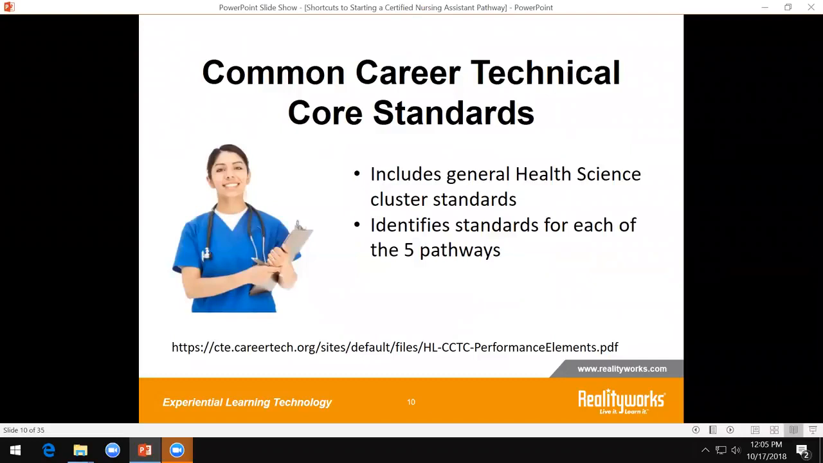One very helpful place to go to again is cte.careertech.org and the Common Career Technical Course Standards for Health Science. Now they include specific measurable performance objectives for the health science career cluster in general, as well as each pathway within the cluster. So you could review these standards and the ones that apply to the pathway you're developing to ensure that you are teaching these basic core competencies in your program. And again, this is part of the 6 key elements where you're designing that education and training program.